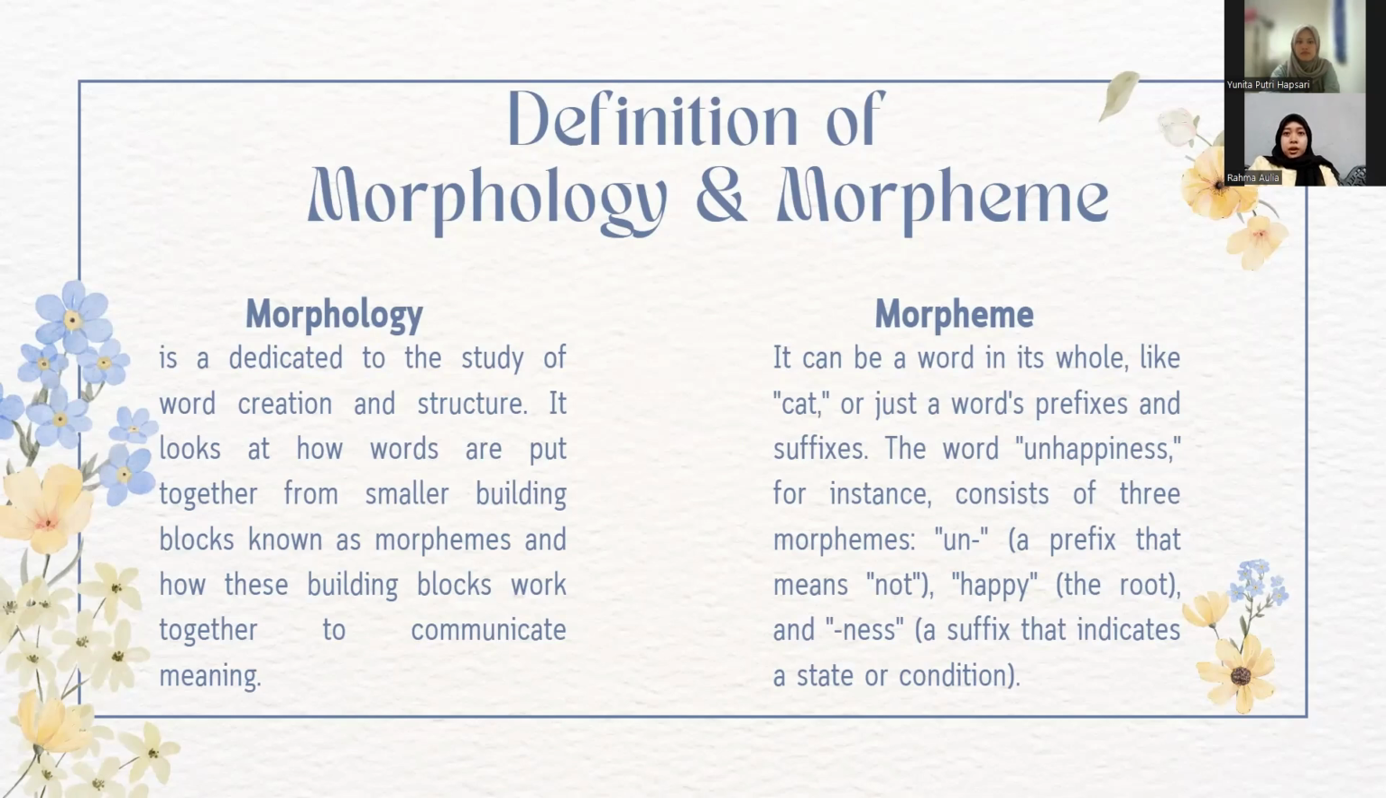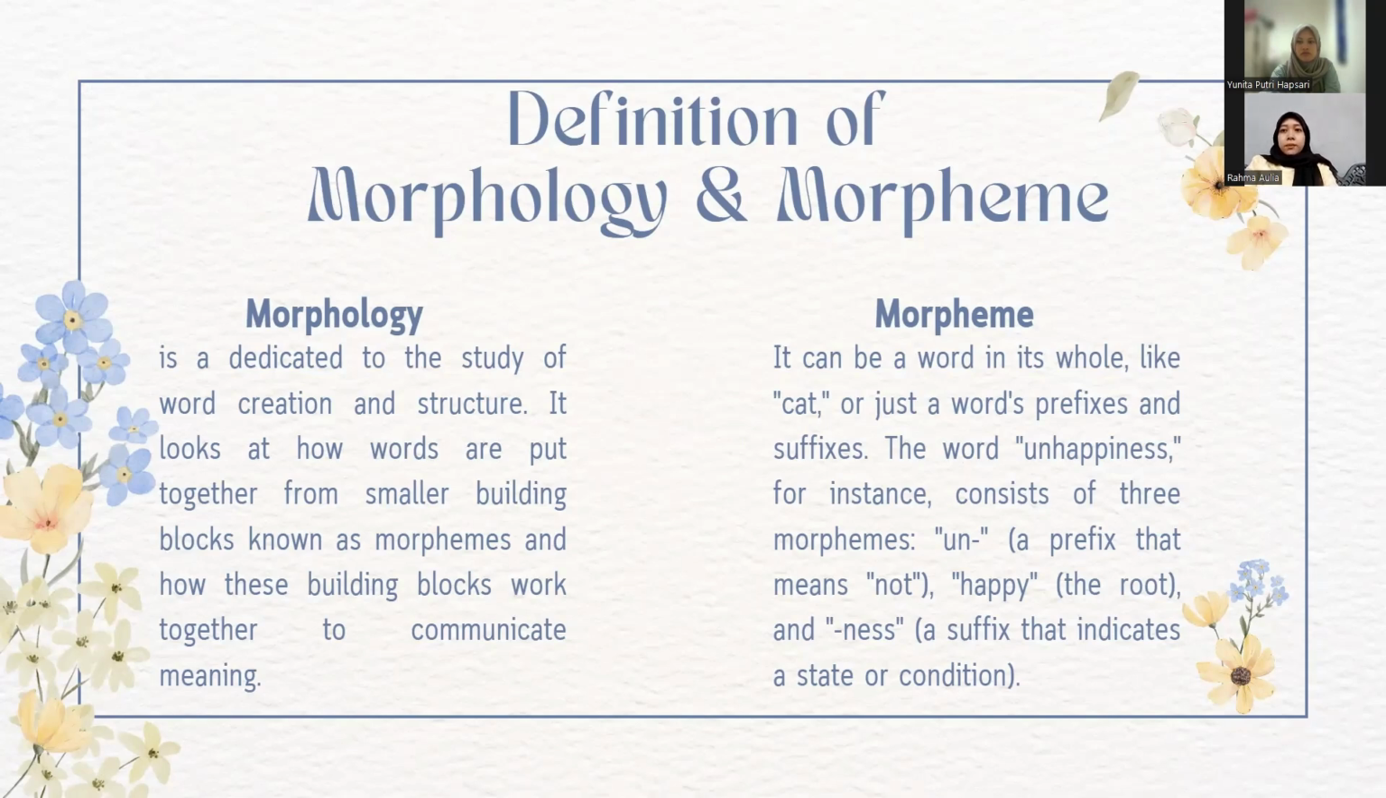Morphology is dedicated to the study of word formation and structure. It looks at how words are put together from smaller building blocks, known as morphemes, and how these building blocks work together to communicate meaning. And a morpheme can be a word in its whole, like cat, or just prefixes and suffixes.